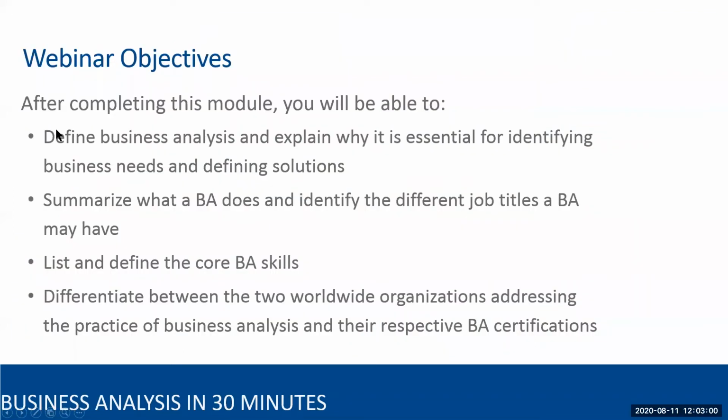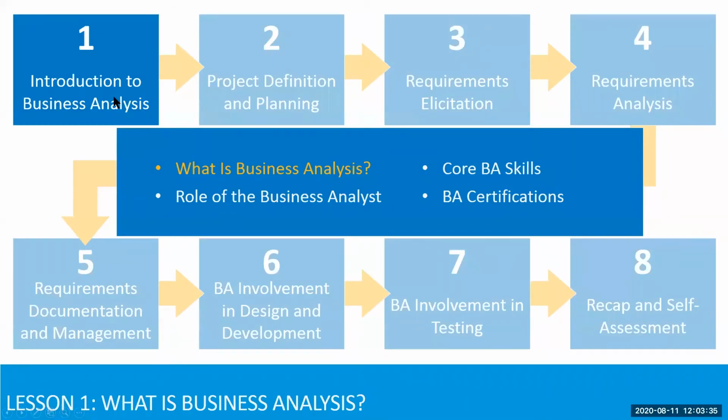So we're trying to define business analysis and explain why it's essential for identifying business needs and defining solutions that work the way the customer expected them to. We want to summarize, if we can, what a business analyst does, if you will, and identify the different job titles that a BA may have. We're going to look at the core skills that a BA has. And we're going to differentiate between the two worldwide organizations addressing the practice of business analysis in the form of the International Institute for Business Analysis and the Project Management Institute. So again, we're going to cover off this very first bit of material here.